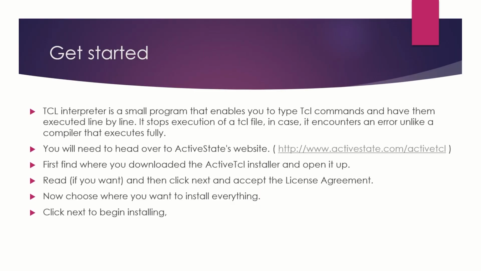Let's get started with installation of TK and TCL. So the TCL interpreter is basically a small program that enables you to type TCL commands and have them executed line by line. It stops execution of a TCL file in case it encounters an error. So for downloading the TCL interpreter, we need to head over to ActiveState's website, whose link I have given in the description, from where you can download the ActiveTCL installer and open it up. Click on next and accept the license agreement. Now you can choose where to install everything and then click on next to begin installing. Your software, your interpreter will be installed. You can open it and get started with coding.